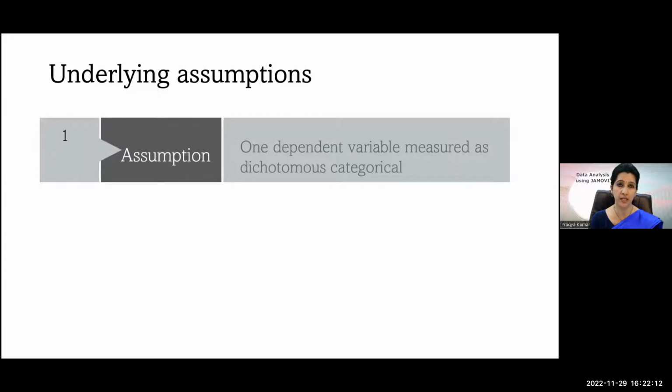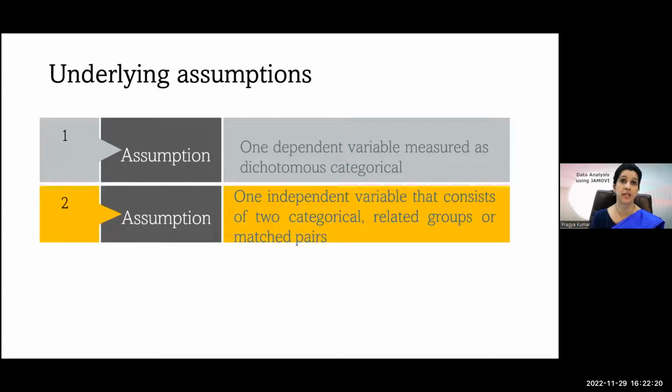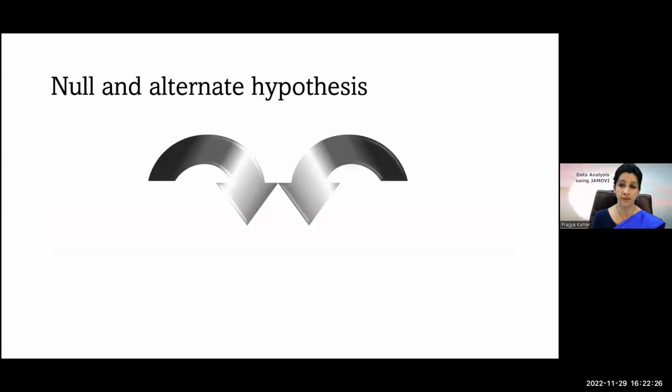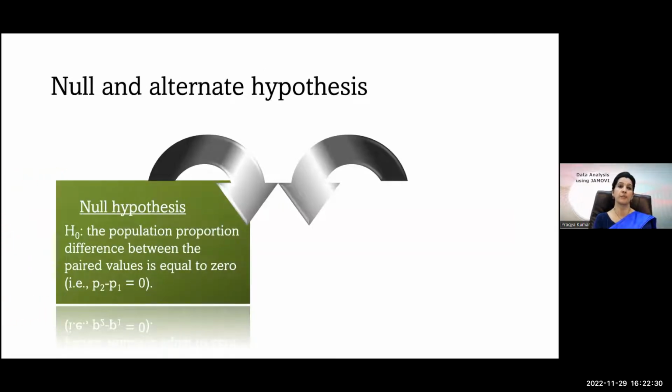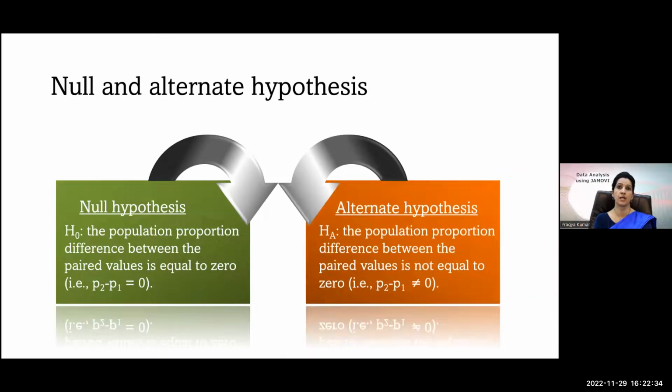The assumption for the McNemar test is that there is one dependent variable, which is not continuous, that is a dichotomous categorical. The independent variable can be two interventions, two related groups, or a matched pair. The null hypothesis is that the population proportion difference between the paired values is equal to 0. And the alternate hypothesis says that the population proportion difference between the paired values is not equal to 0.